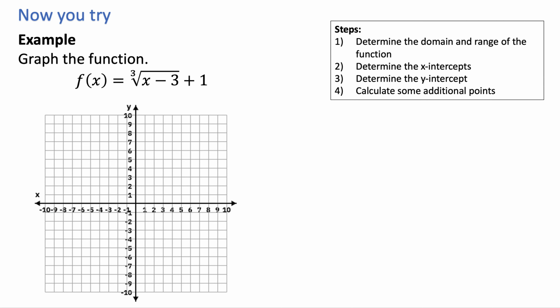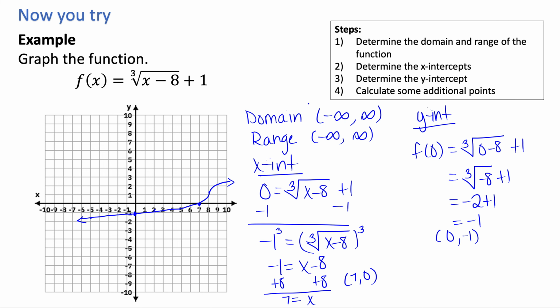Now you can go ahead and pause the video and try graphing this function on your own. When you graph this, the domain and range are once again going to be from negative infinity to infinity. The x-intercept will occur where you set the function equal to 0 and solve for x. When you do that, you'll get 7 equals x, so it has an x-intercept at (7, 0). The y-intercept can be found by doing f(0). When you do f(0), you'll find that it has a y-intercept at (0, -1).